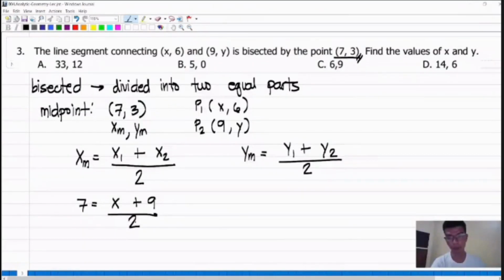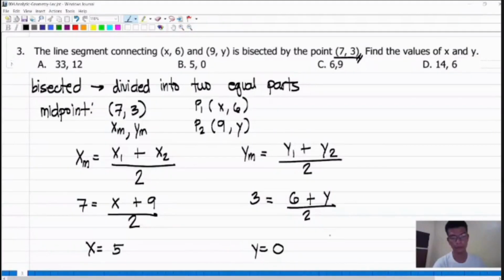And para naman dito sa y variable natin, yung y sub m is 3. Ayan yung y ng ating midpoint. Y sub 1, ayan yung y ng ating point 1 which is negative 6. And the y of our point 2 is the variable y, divided by 2. So solving for x, this is 2 times 7, 14. 14 minus 9 is 5. And the value of y is 2 times 3, 6. 6 minus negative 6 is 12. So therefore, the answer is 5 and 0. Hindi siya point. Kinuha lang natin yung values ni x and y. 5 and 0. Letter B.